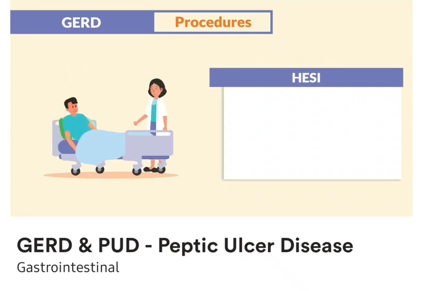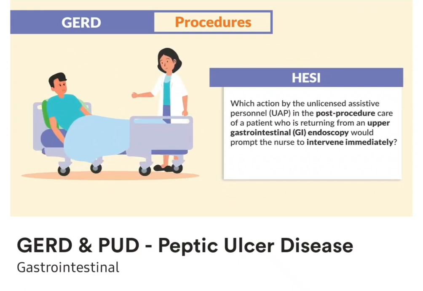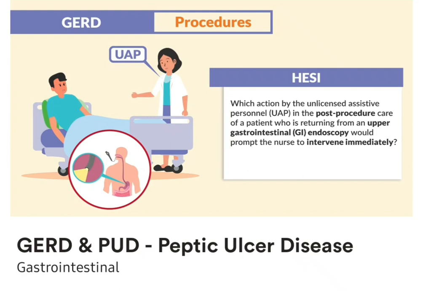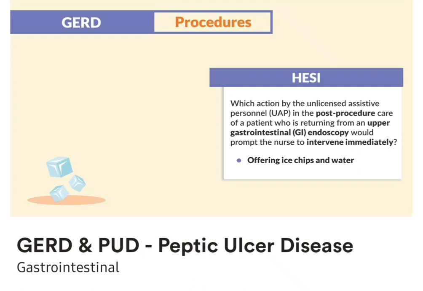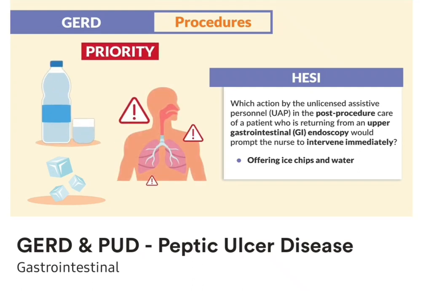So Hesi mentions, which action by the unlicensed assistive personnel, the UAP, in the post-procedure, key term, of a patient who is returning from an upper gastrointestinal endoscopy would prompt the nurse to intervene immediately? So you have to think airway. Offering ice chips and water. Yes, the big priority here is NPO, major airway risk.